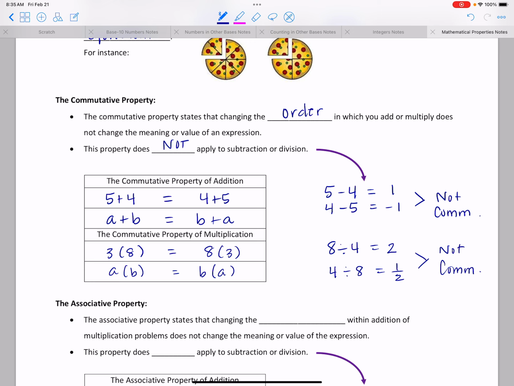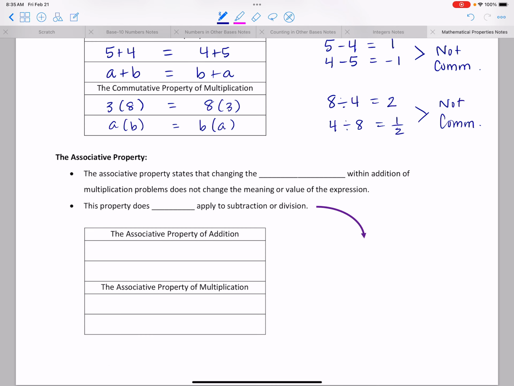So we have a commutative property for addition and multiplication. We could change the order in which we add or multiply without changing our answer, but that does not apply to subtraction or division. And it's going to be similar with what we call the associative property. The associative property states that we can change the grouping.